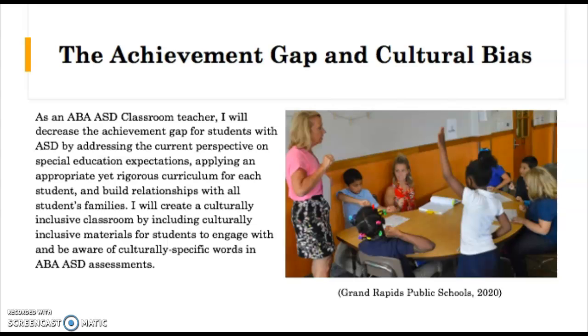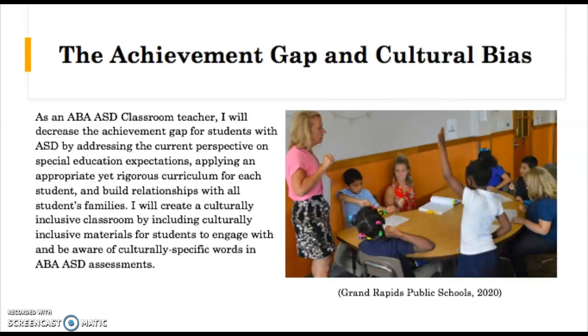The most controllable aspects to decreasing the achievement gaps for students with ASD in public education is challenging our current perspective and practices by maintaining higher expectations of student success, applying an appropriate yet rigorous curriculum, and building relationships with other stakeholders. Students in an ASD classroom can come from any cultural background, so it's equally as important for an ASD classroom to be culturally inclusive as it is for general education.